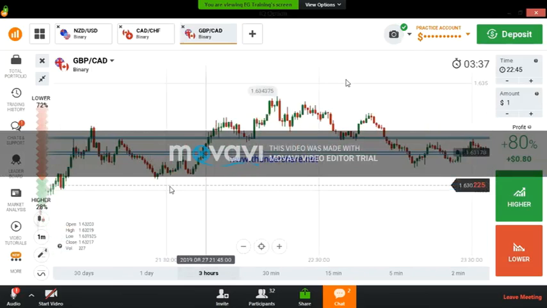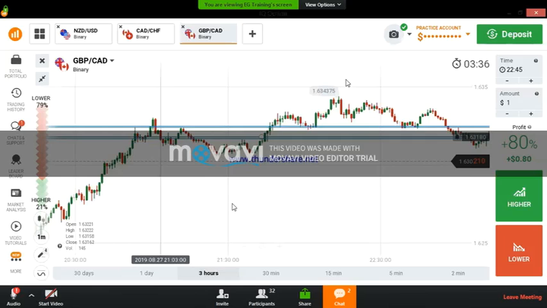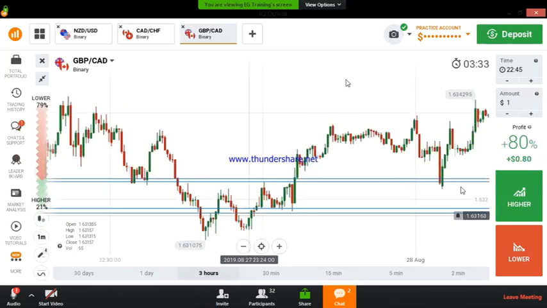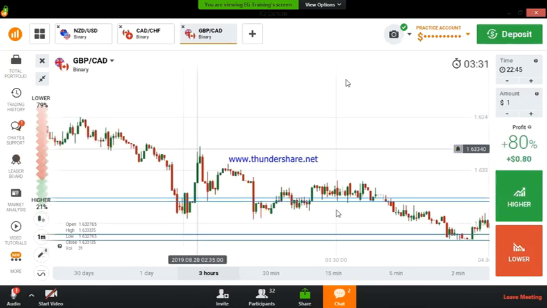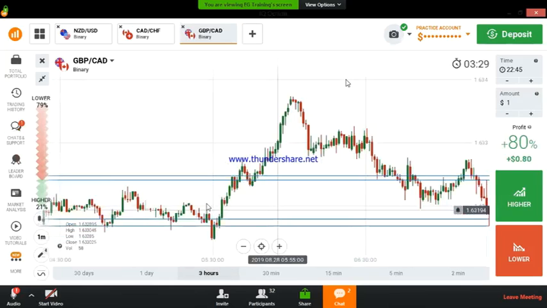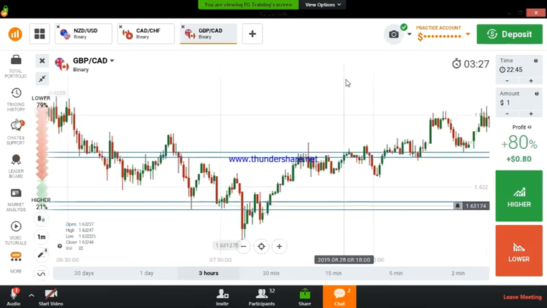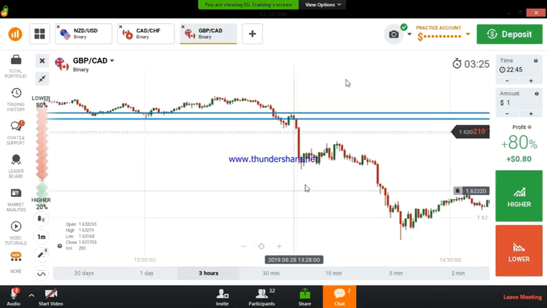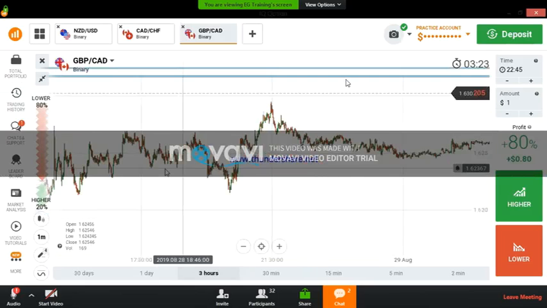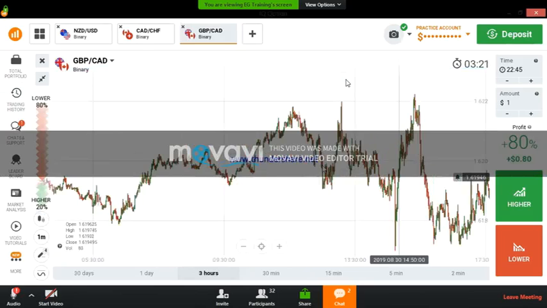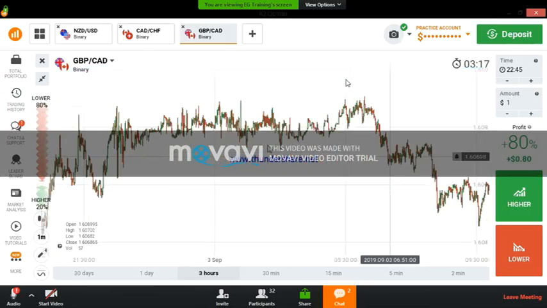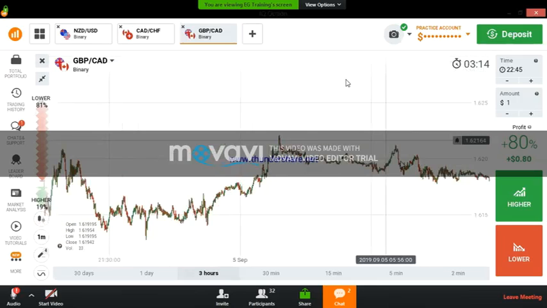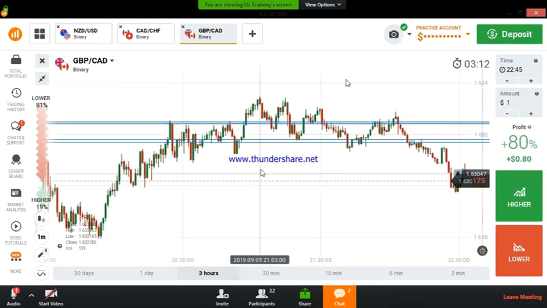There is a level here, but it doesn't reverse. There is no fake breakout too. Okay, reversal. Okay, no reversal. So the above level is working as a strong level. So we can trust that level mostly. So the above level only.